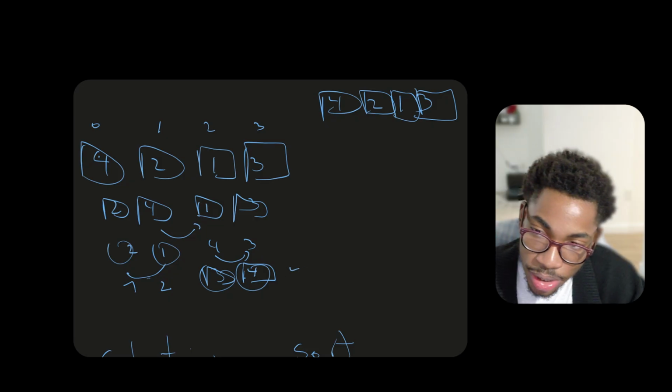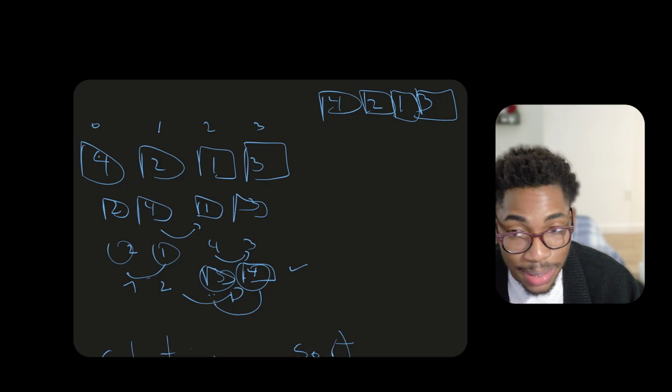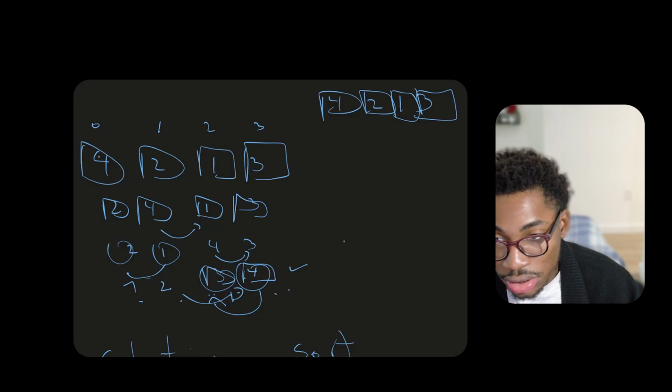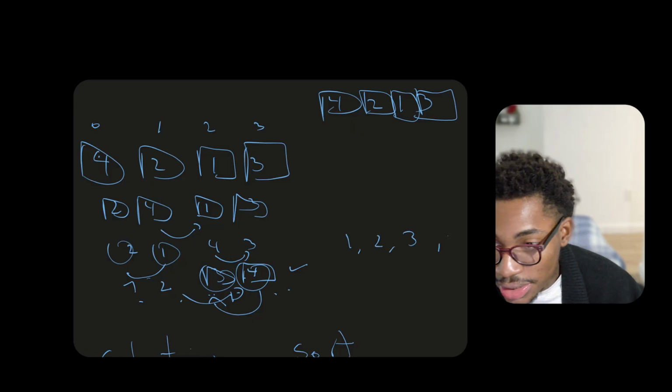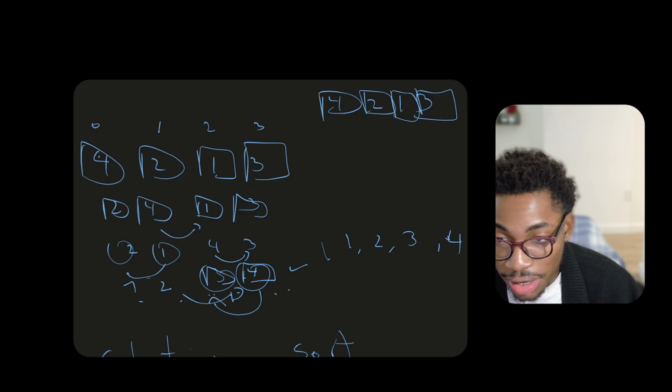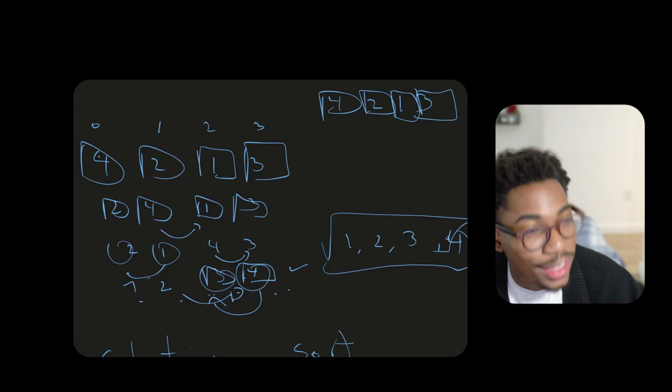Now what are we looking at? That's good: 1 is smaller than 2, and 2 is smaller than 4. But is 4 smaller than 3? No. So we're going to switch it. 4 is not smaller than 3, therefore we're going to have 1, 2, 3, 4. And that's how you do the math of bubble sort. Not the best one, but it will get you there.